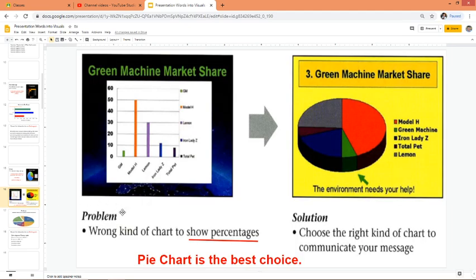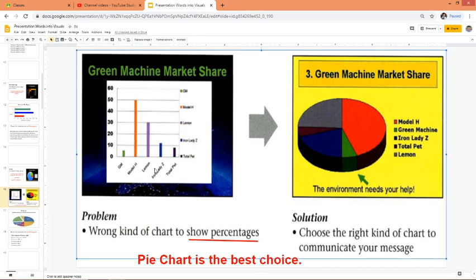Right. So this chart on the left, the problem is that he chose the wrong kind of chart to show percentage. So this is where it's important that we choose the correct graph to show the information that we want to give to the audience. Here he chose a vertical bar graph to show percentage, which is wrong. The best way to show percentages is to use a pie graph. So look at this on the left compared to the pie graph on the right.